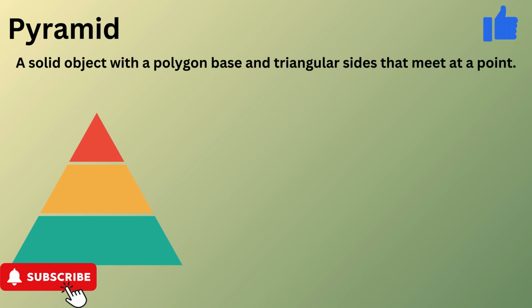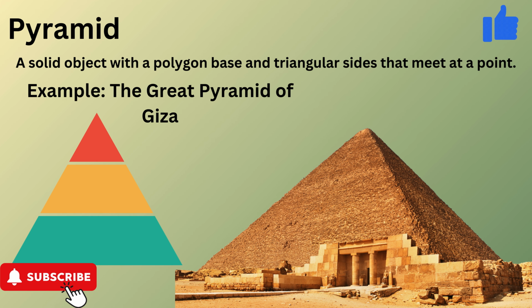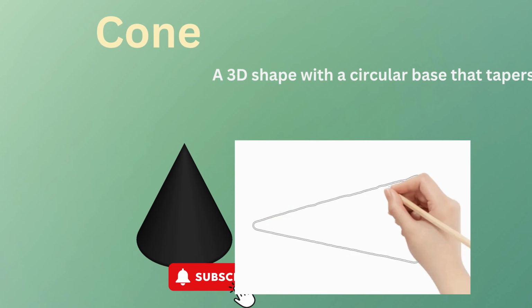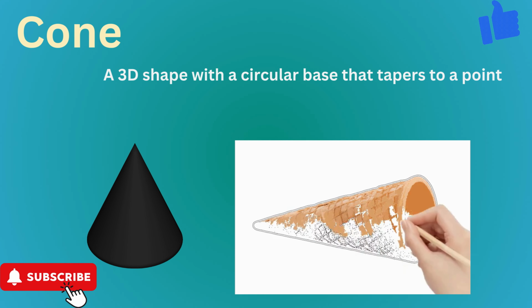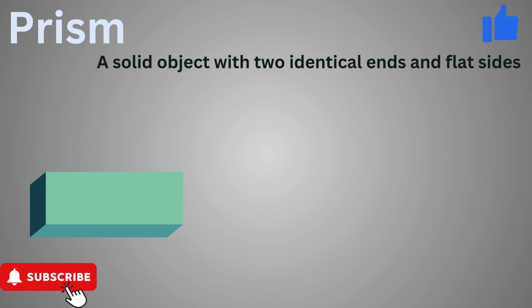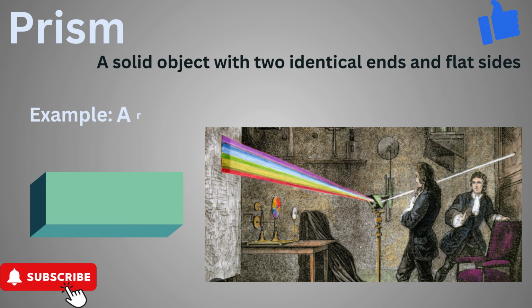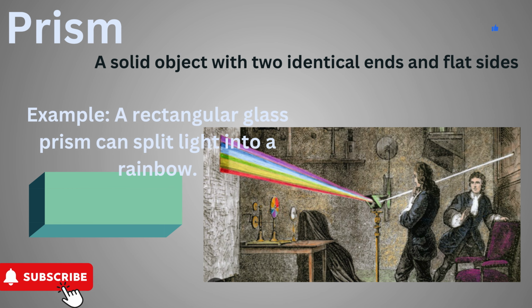4. Pyramid. A solid object with a polygon base and triangular sides that meet at a point. Example. The Great Pyramid of Giza. 5. Cone. A 3D shape with a circular base that tapers to a point. Example. An ice cream cone. 6. Prism. A solid object with 2 identical ends and flat sides. Example. A rectangular glass prism can split light into a rainbow.